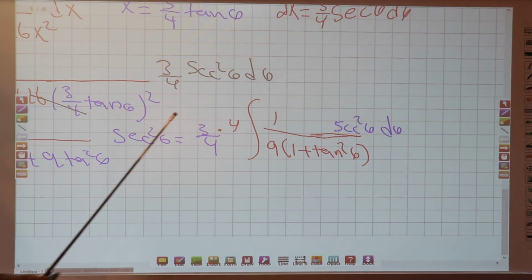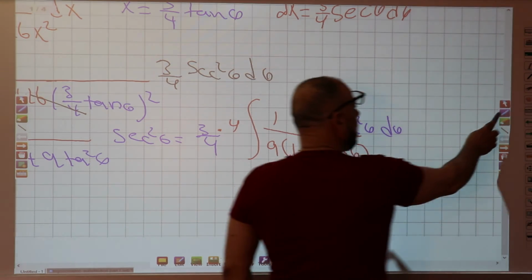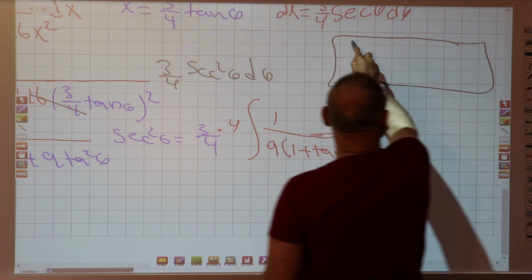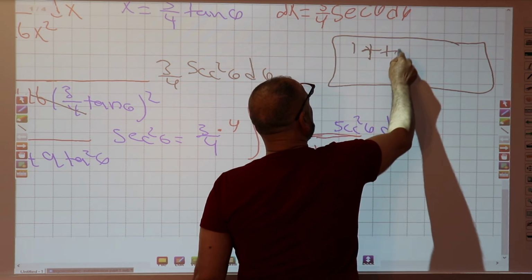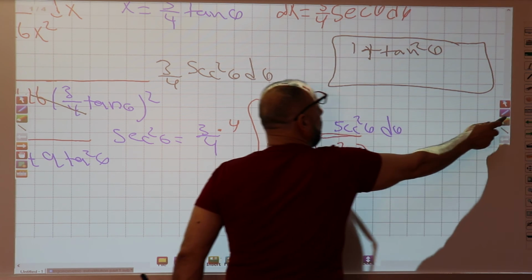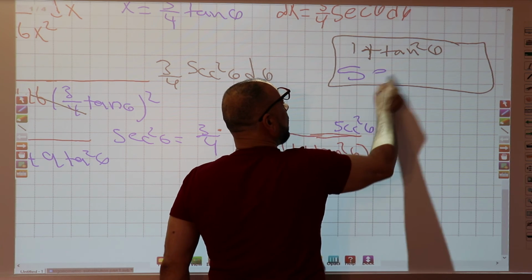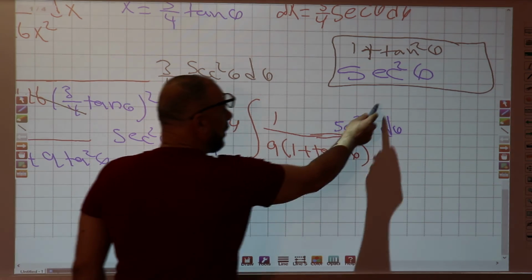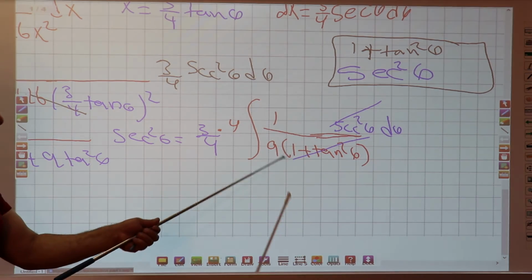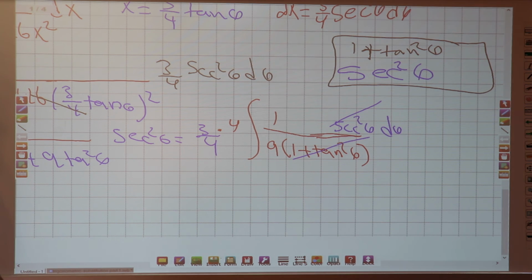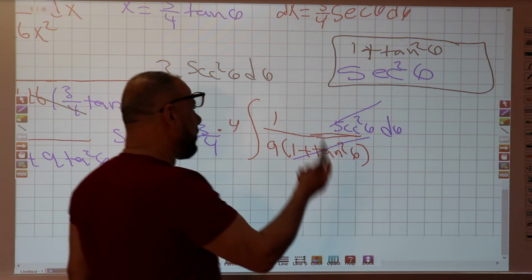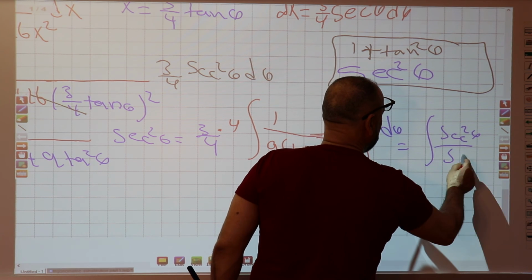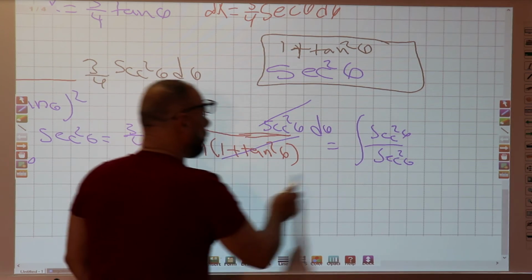And remember, 1 plus tan squared theta equals what, guys? Secant squared theta. Remember this. 1 plus tan squared equals secant squared. That means this cancels with this. Because 1 plus tan squared theta equals secant squared theta. If you need, I'm going to do 2 steps, secant squared theta over secant squared theta.